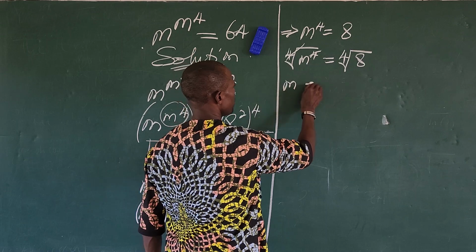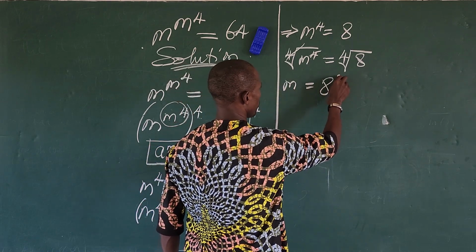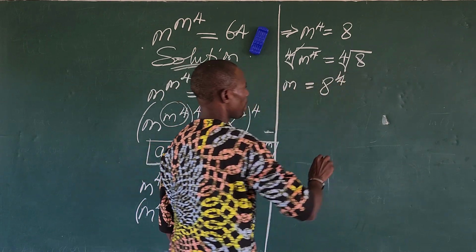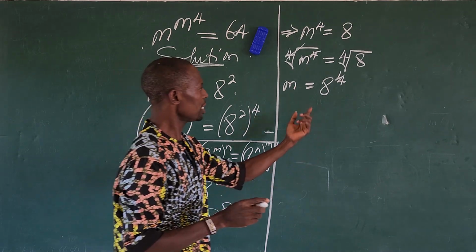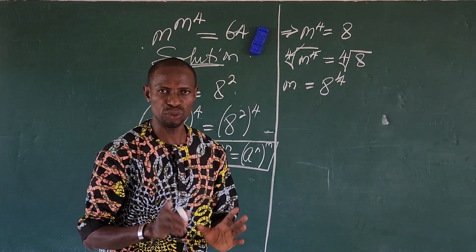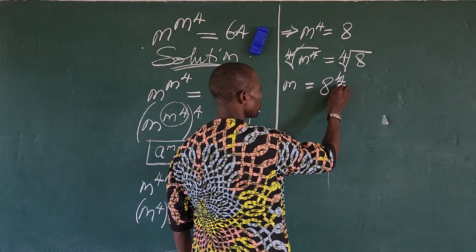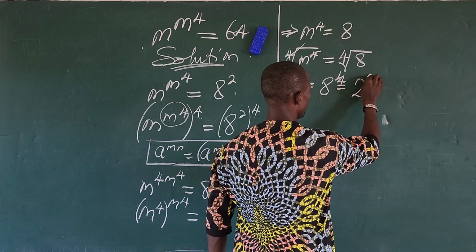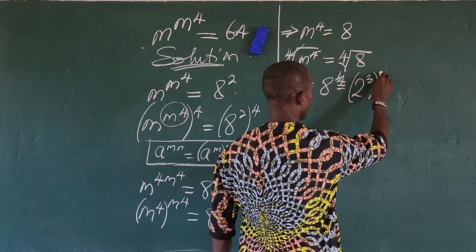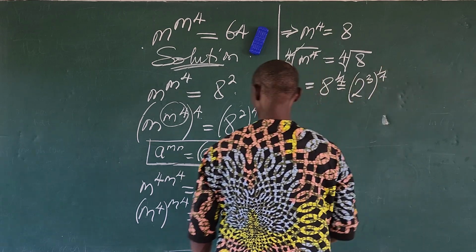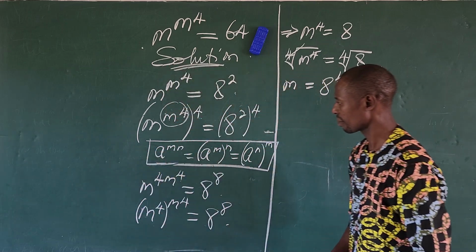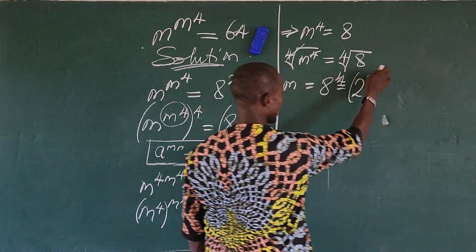So we have m is equal to 8 to the power of 1 all over 4. Now, we want to simplify this 8. 8 can be written as 2 to the power of 3. So this will now be equal to 2 to the power of 3, all raised to the power of 1 all over 4. Now, according to this law again, we can use this to multiply this, right?